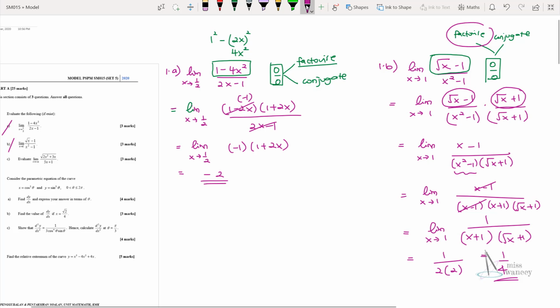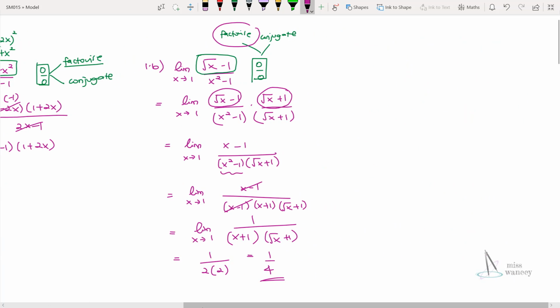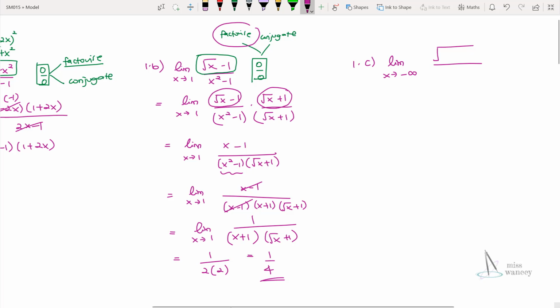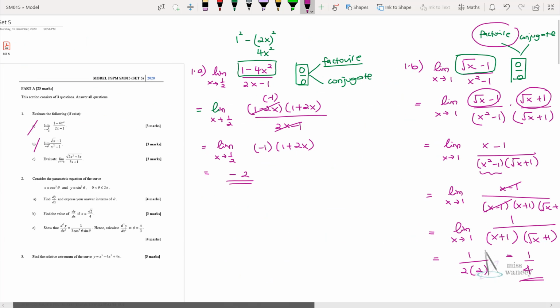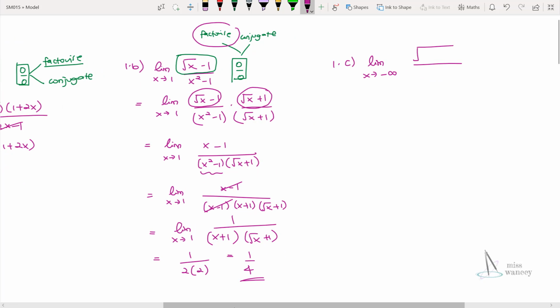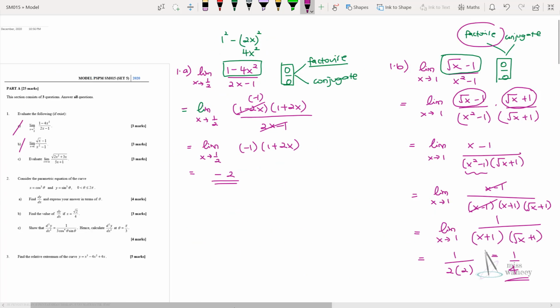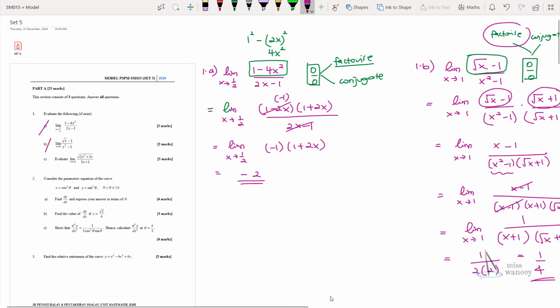So let us calculate the limit for c. This is the limit as x approaches negative infinity of the square root of (2x squared plus 3x) over (5x plus 1).